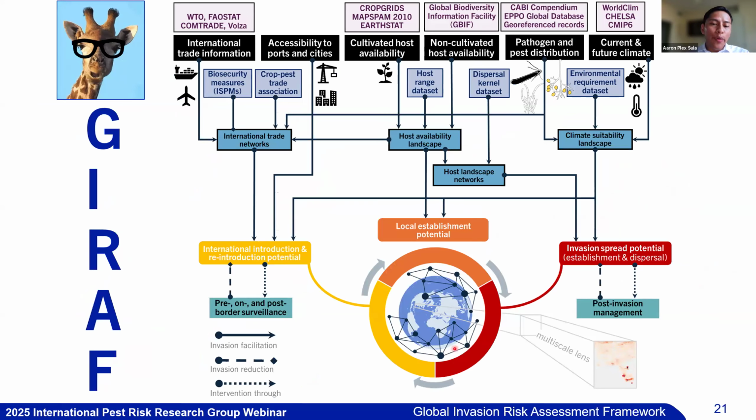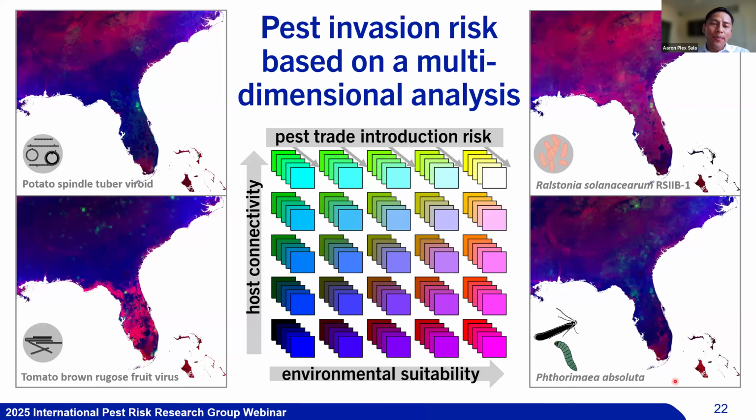And one of the components of GIRAF is the ability to provide maps either at the global and local scale. In this study, we focus our local assessments for Florida. And here is an example of how these maps will look like. In this case, we are integrating the three different risk factors into the mapping.